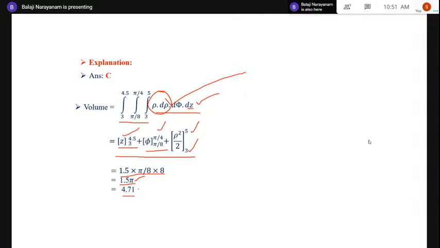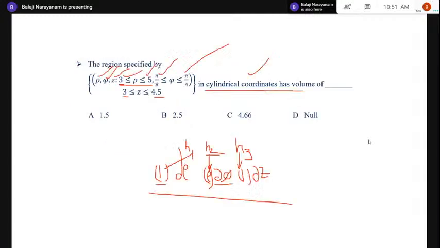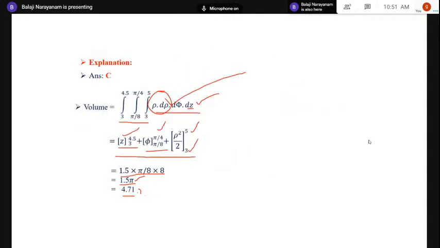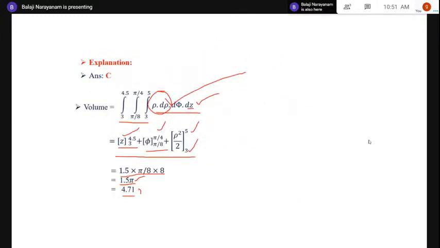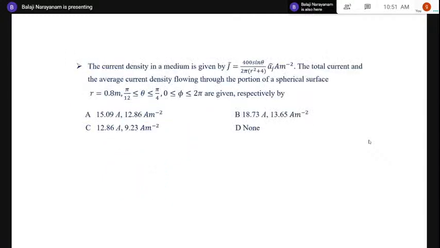And what are the units? What is missing, and is the most important here, is meter cube. So 1.5 into pi, 3.1415, and here you must include the units of meter cube. That is the important point in this problem.